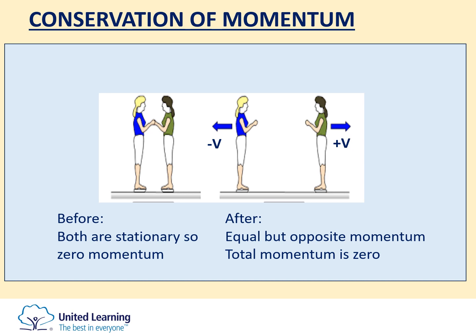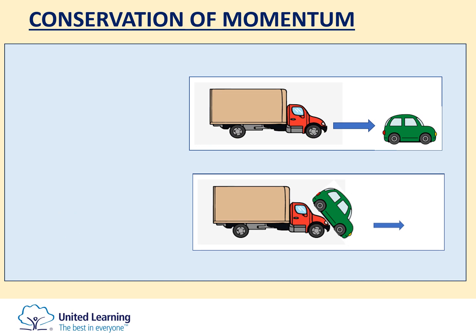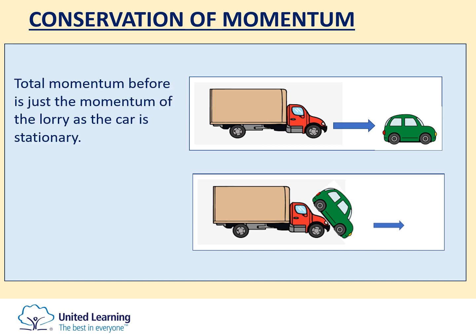The other situations that can come up involve collisions, and those collisions can be between vehicles, they can be between people. Ice skaters have come up previously, colliding into each other, cars colliding into each other when either one was stationary or when both were moving, sometimes going in the same direction, sometimes going in opposite directions. So if we take a look at the example here, before the collision, the total momentum of the system is just the momentum of the lorry, its mass multiplied by its velocity. The car has no momentum because it's stationary.